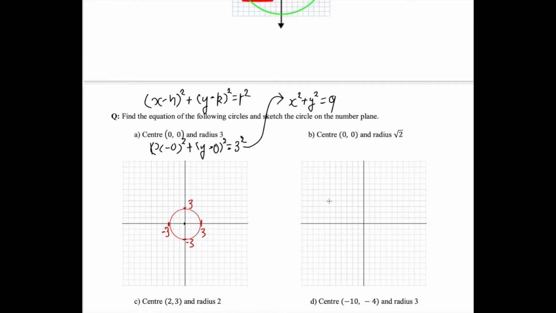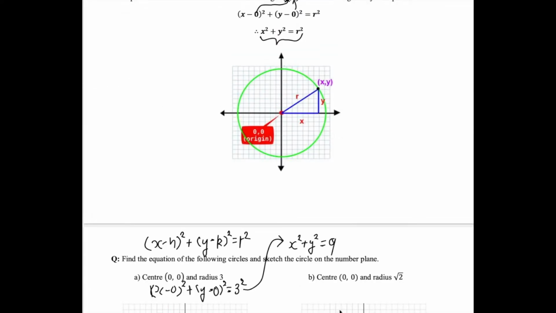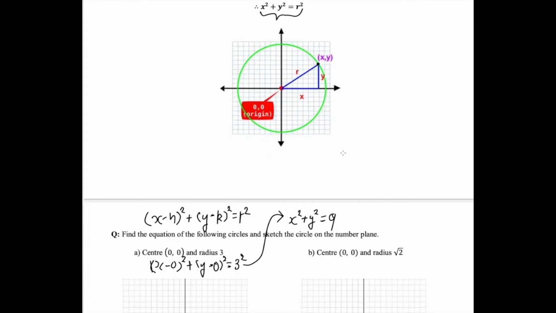Alright. Now, I'm going to go through another example. As you can see, the equation of a circle where the origin is 0, 0, you can just write it like this. You don't actually need to write the minus 0 part. I just did that to help you understand. So we can go straight to this formula.